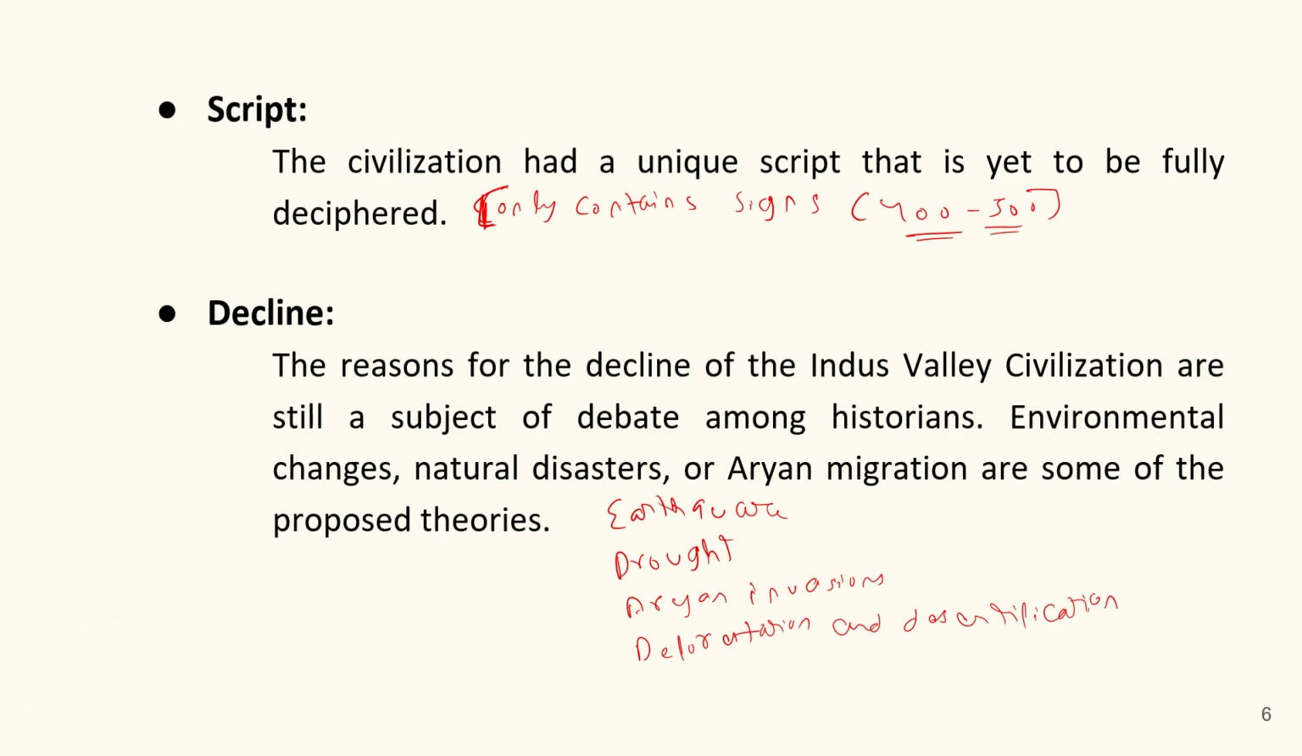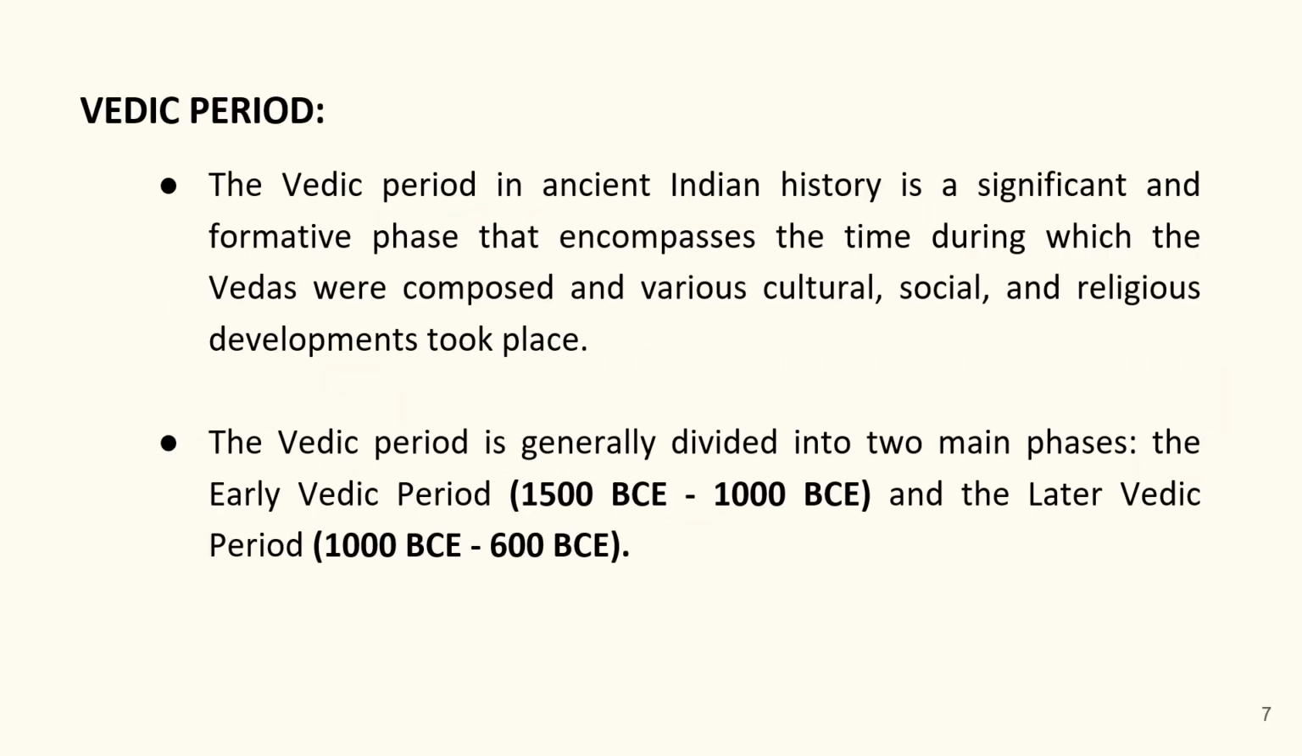So these are all just theories. None of these theories is considered a valid proof till now, and due to this, it is still a subject of debate among historians. Many historians claim that the earthquake made their end. Some claim the drought, some claim the Aryan invasion, and some claim the deforestation and desertification. Clear?